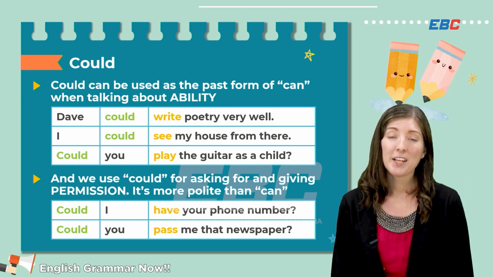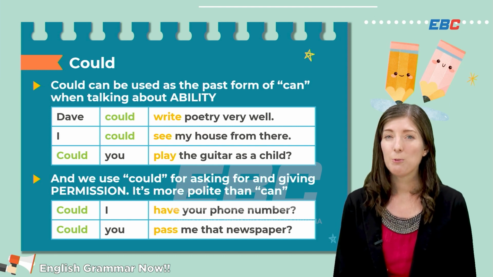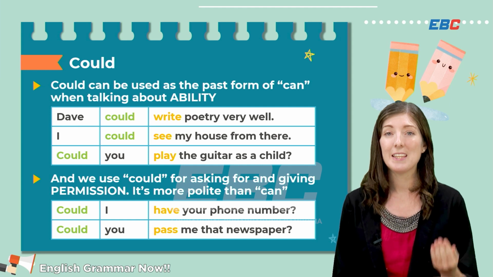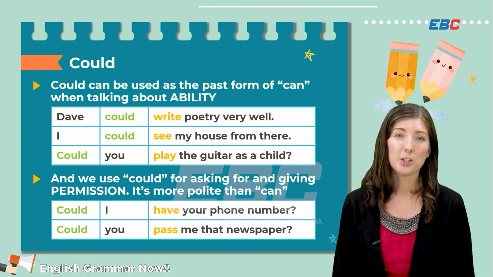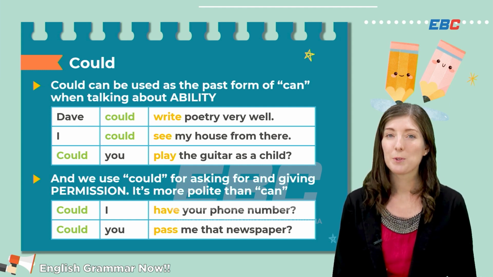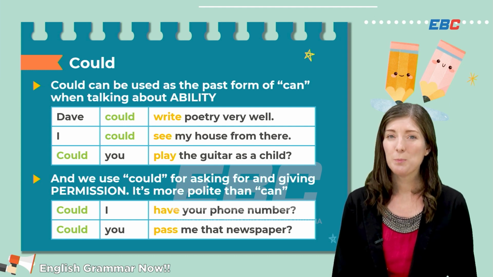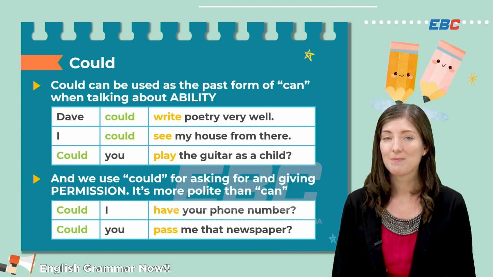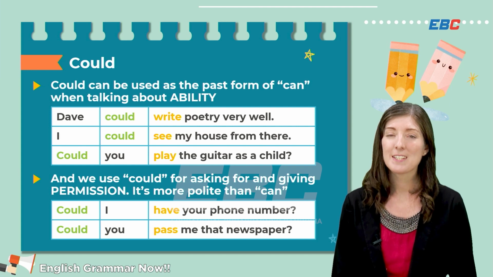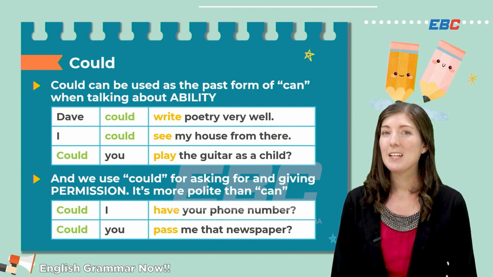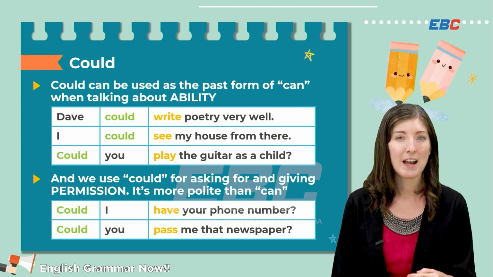So when we are talking about ability, if we want to talk about what someone was able to do in the past, we use could. For example, Dave could write poetry very well. I could see my house from there. Could you play the guitar as a child? All of these sentences are talking about ability, but ability in the past, not now.